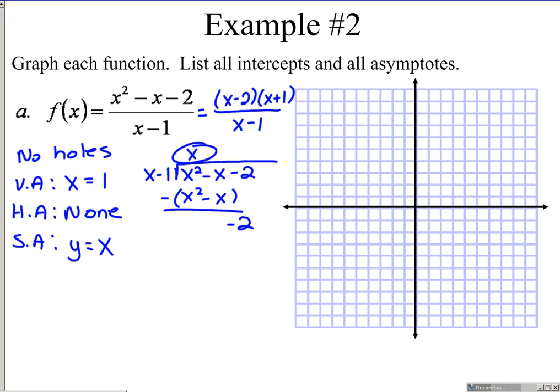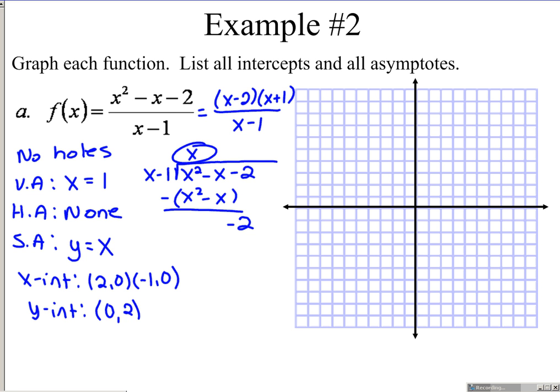Intercepts. X-intercept, we set the numerator equal to 0. We get 2, 0 and negative 1, 0. Y-intercept, plug in 0 for x. We get negative 2 over negative 1, which is 2.